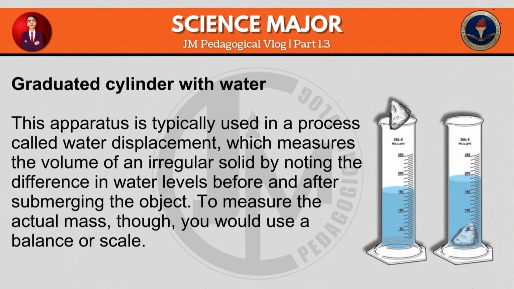This apparatus is typically used in a process called water displacement, which measures the volume of an irregular solid by noting the difference in water levels before and after submerging the object. To measure the actual mass, though, you would use a balance or scale.